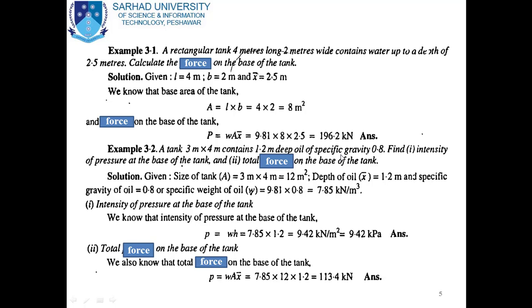In the problem statement, the area of the tank is given, which is 3 meter into 4 meter. Also the depth of oil is given, which is 1.2 meter, and the specific gravity of oil is also given, which is equal to 0.8, and we have to find first the intensity of pressure at the base of the tank, and second we will find the total force on the base of the tank.